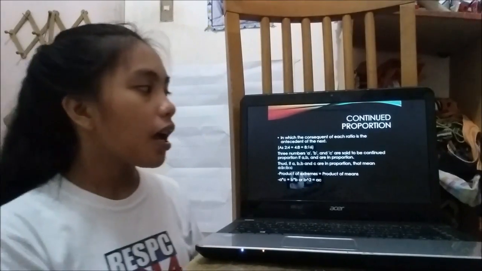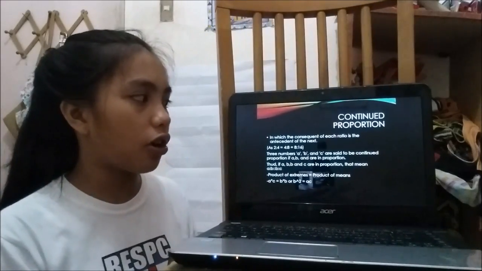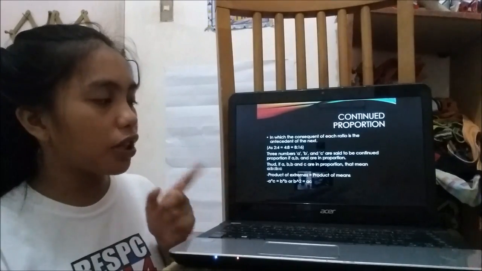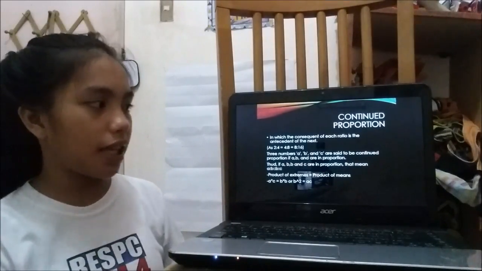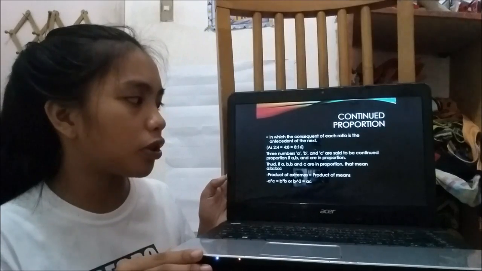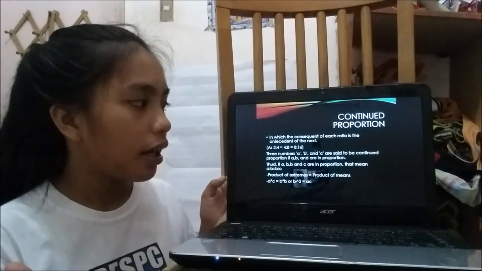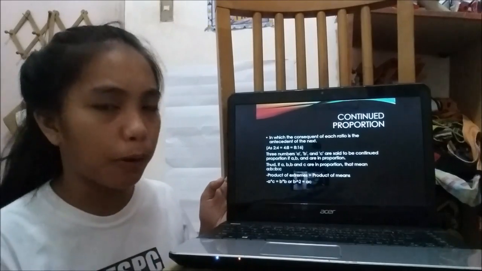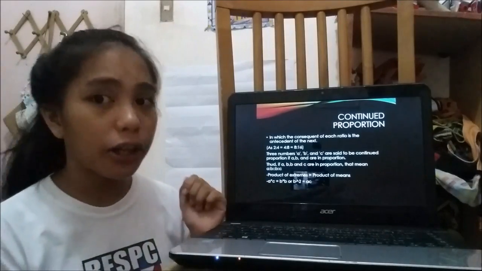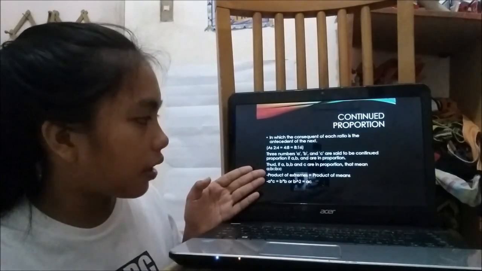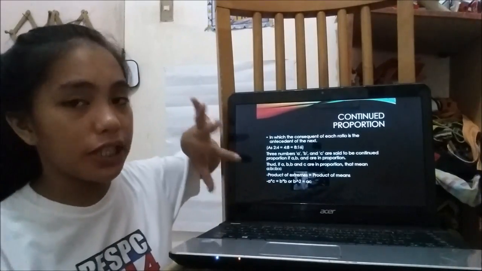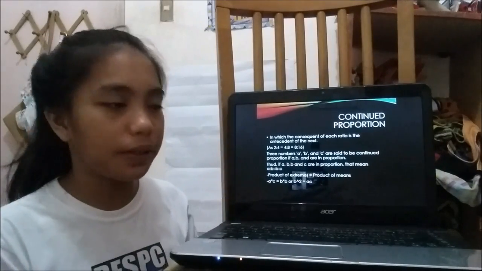Continued proportion, in which the consequent of each ratio is the antecedent of the next. As 2 is to 4 is equal to 4 is to 8 is equal to 8 is to 16. Three numbers A, B, and C are said to be in continued proportion if A is to B is equal to B is to C. The product of extremes is equal to the product of means.